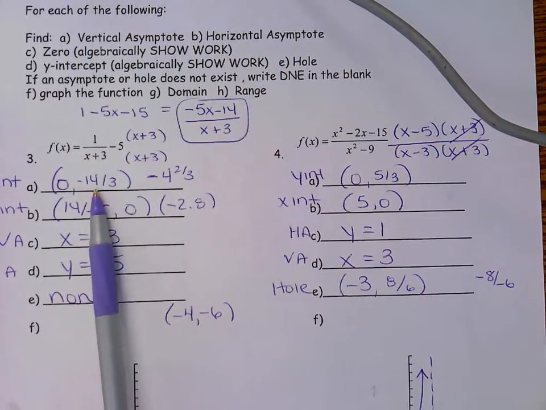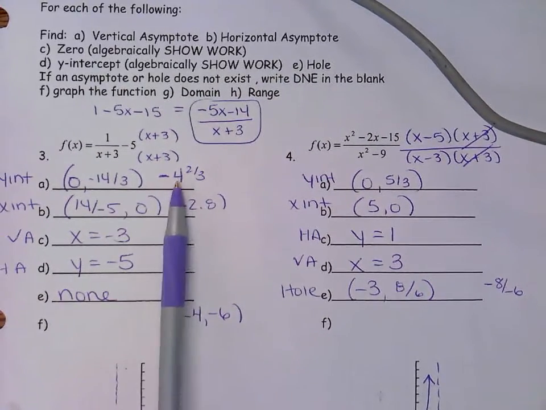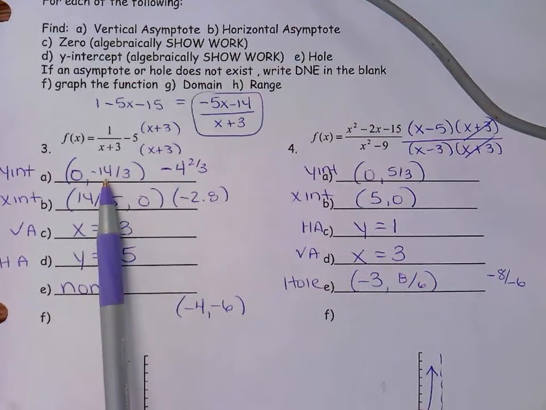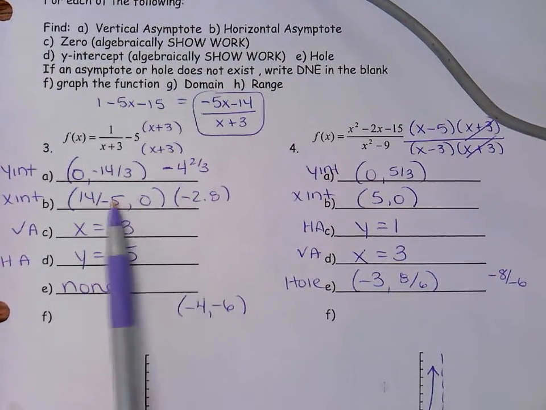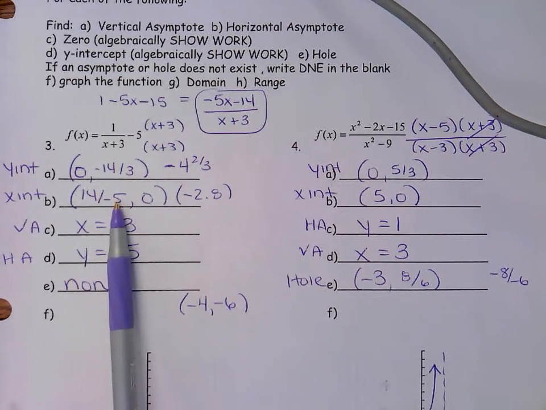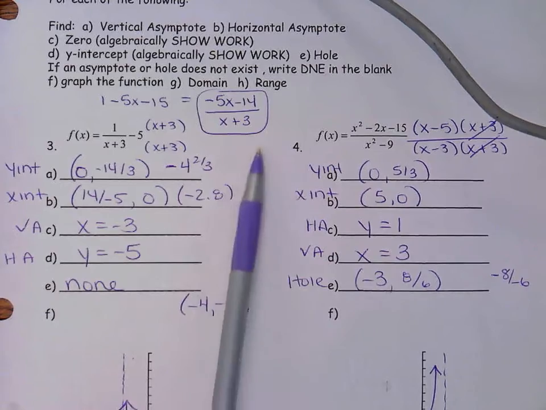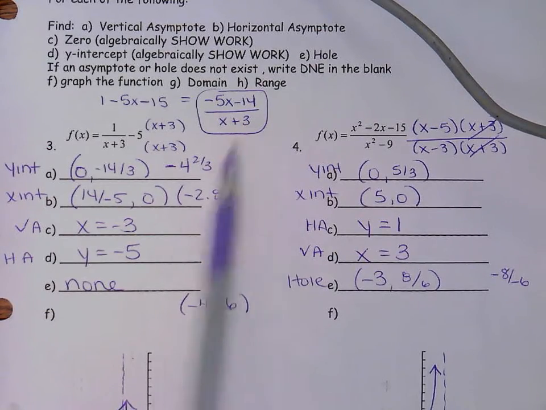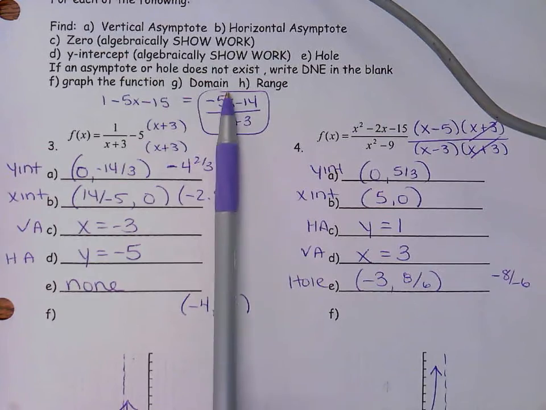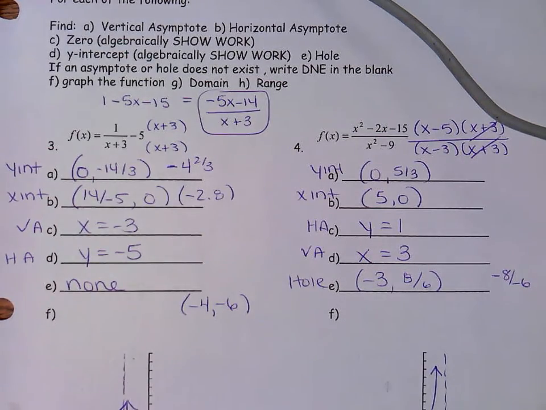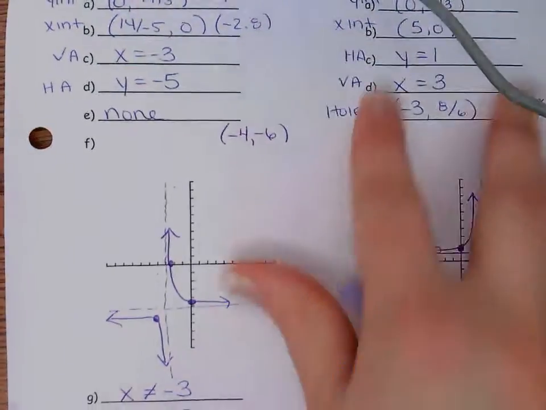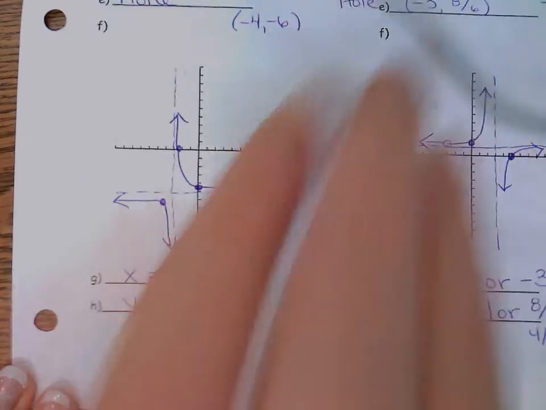So my y-intercept was at -4 2/3. That's what -14 is. My x-intercept was about just about -3. 14 divided by -5. Vertical at -3. Horizontal at -5. When you strip the coefficients, there's no hole. I didn't cancel anything out. I'm just going to continue down with number 3 and come back to 4. So here's kind of what it looked like.